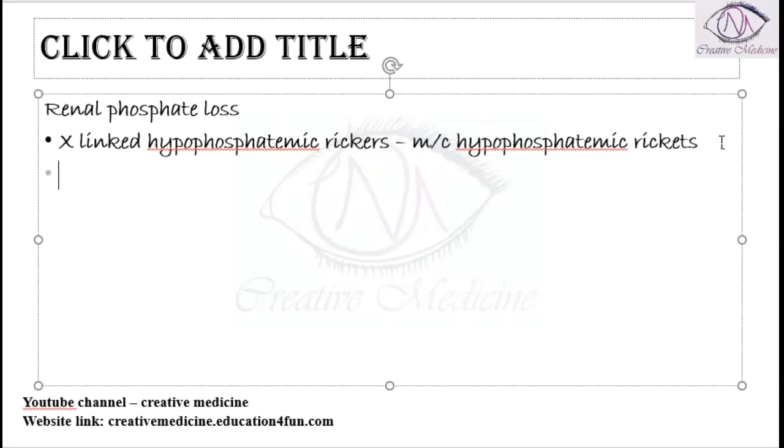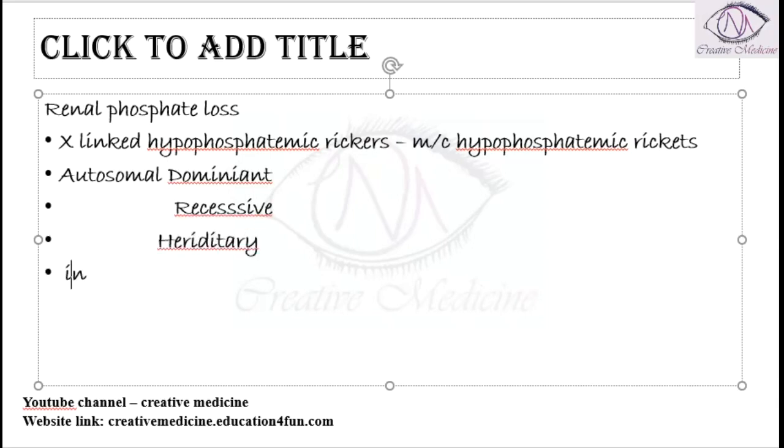Other forms include autosomal dominant and autosomal recessive hypophosphatemic rickets. Here, hereditary hypophosphatemic rickets are seen, and there is increased phosphate ion excretion, and there is McCune-Albright syndrome also. And here, renal tubular acidosis is also seen.